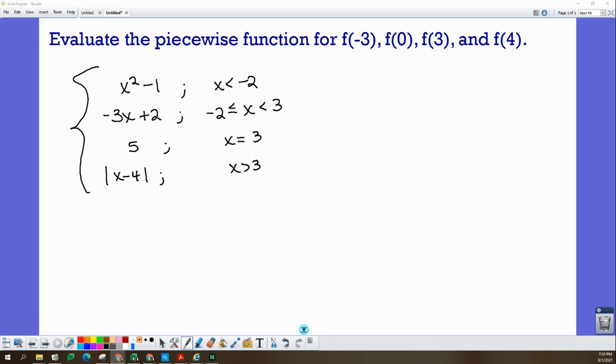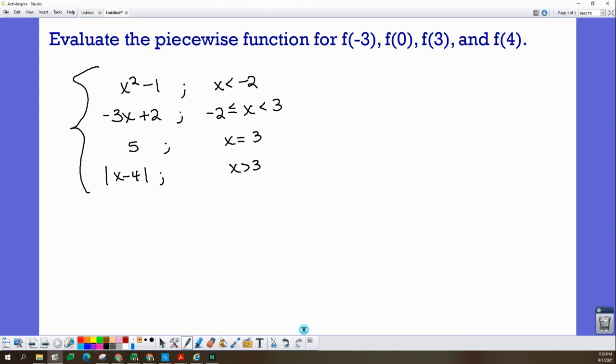Here we want to evaluate the piecewise function for f of -3, f of 0, f of 3, and f of 4. And we have this piecewise function. We're told that the function is going to be x squared minus 1 when x is less than -2, -3x plus 2 when -2 is less than or equal to x, which is less than 3, 5 when x equals 3, and the absolute value of x minus 4 when x is greater than 3.